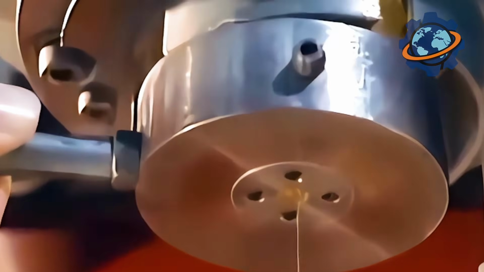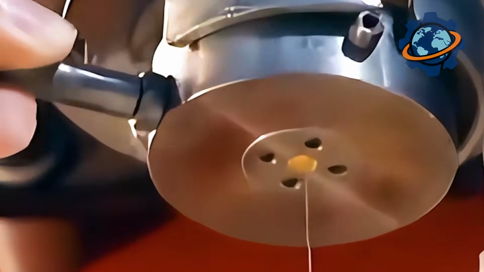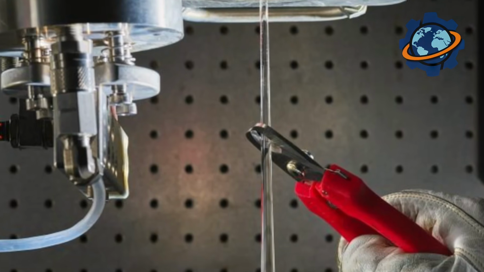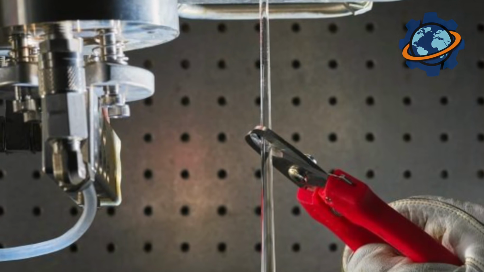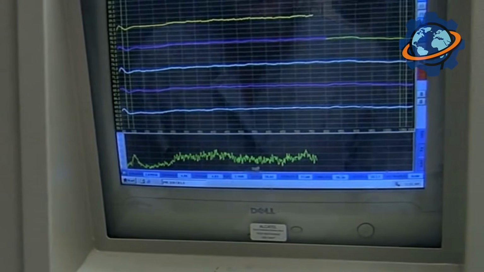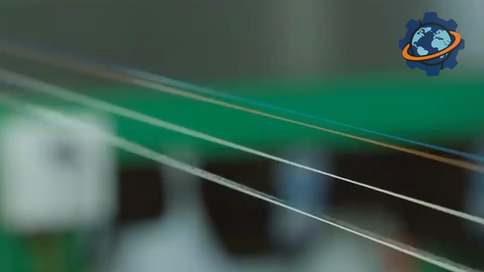To keep this diameter under control, special instruments are used during the process. They look at the thread in real time and measure its thickness. If the thread starts to become thicker or thinner, the system automatically changes the drawing speed or the furnace temperature to correct it. After the optical fiber has been drawn from the preform and has become a thin, transparent thread, it needs to be protected.